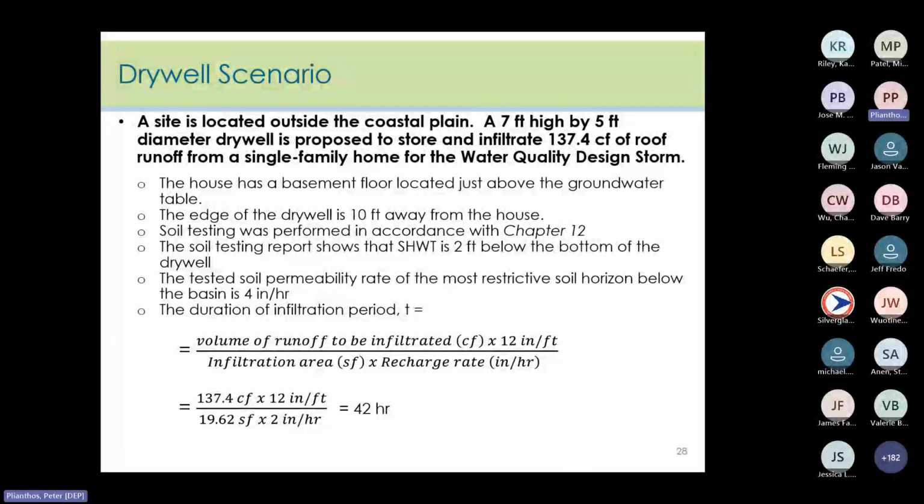And the dry well is circular, so we calculate its area to be 19.6 square feet and input it into the equation to calculate the duration of infiltration to be 42 hours.